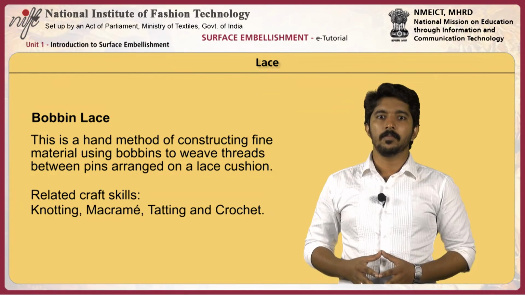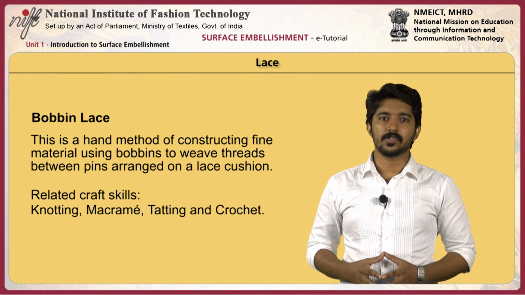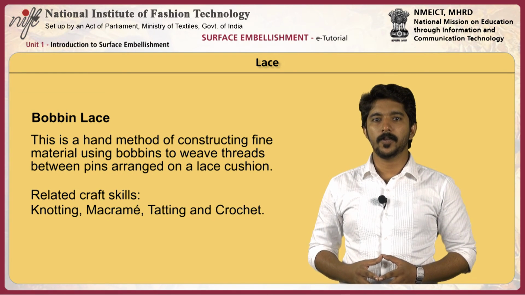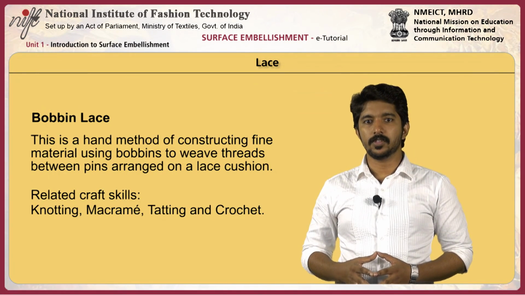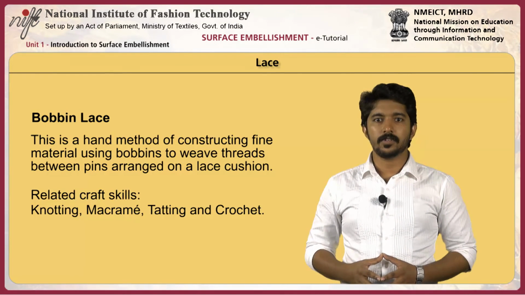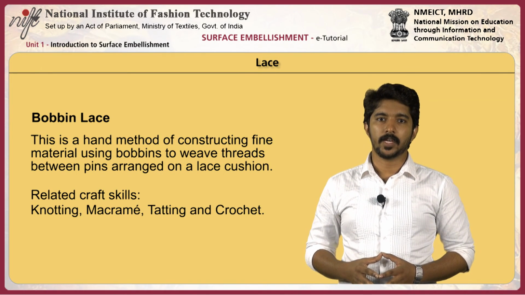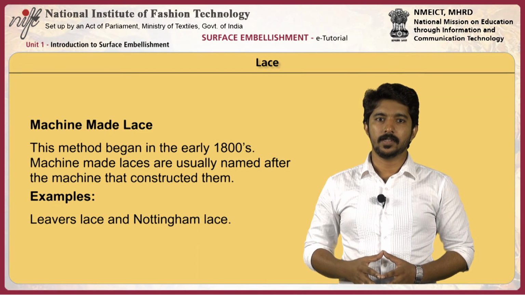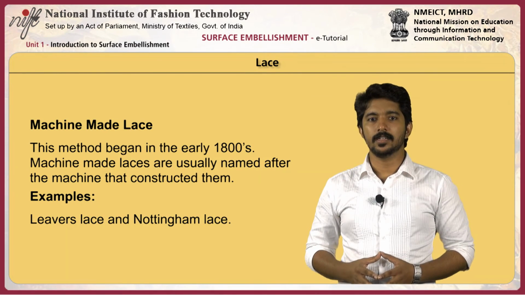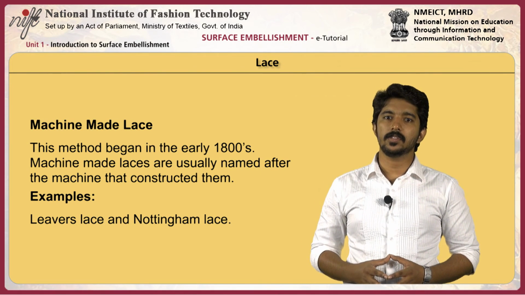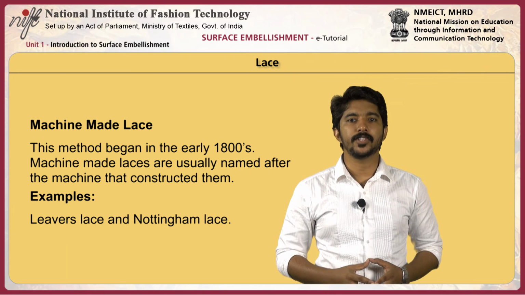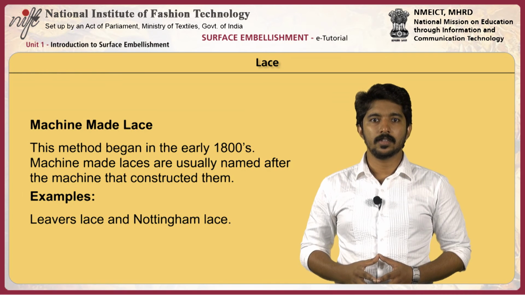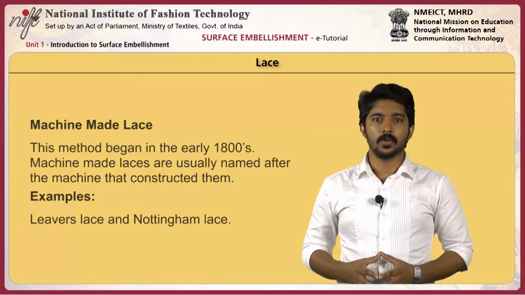Bobbin lace. Bobbin lace is a hand method of constructing fine material using bobbins to weave threads between pins arranged on a lace cushion. Related craft skills are knotting, macrame, tatting and crochet. Machine made lace began in the early 18th century. Machine made lace is usually named after the machine that constructed it. Examples of this lace are Leavers lace and Nottingham lace.